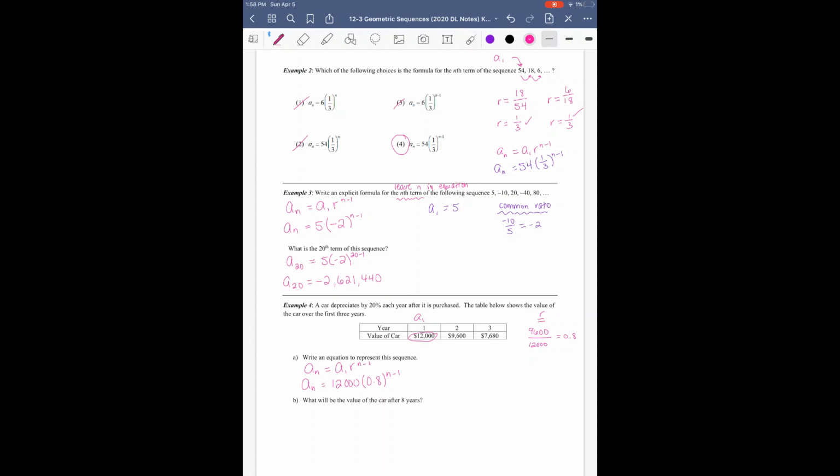Now to find the value of the car after 8 years, I'm going to substitute in 8 for n. So a sub 8 is equal to 12,000 times 0.8 to the 8 minus 1. And the value of a sub 8 is $2,516.58.